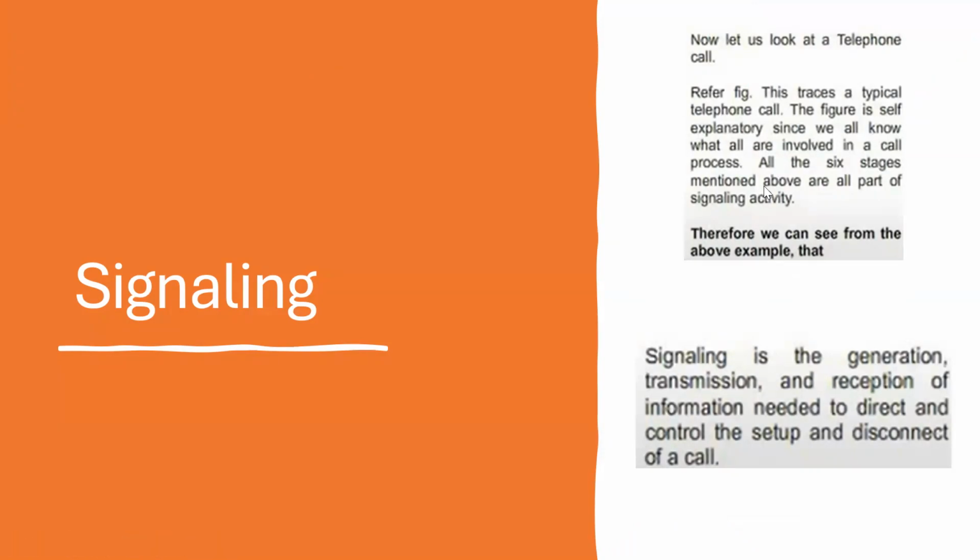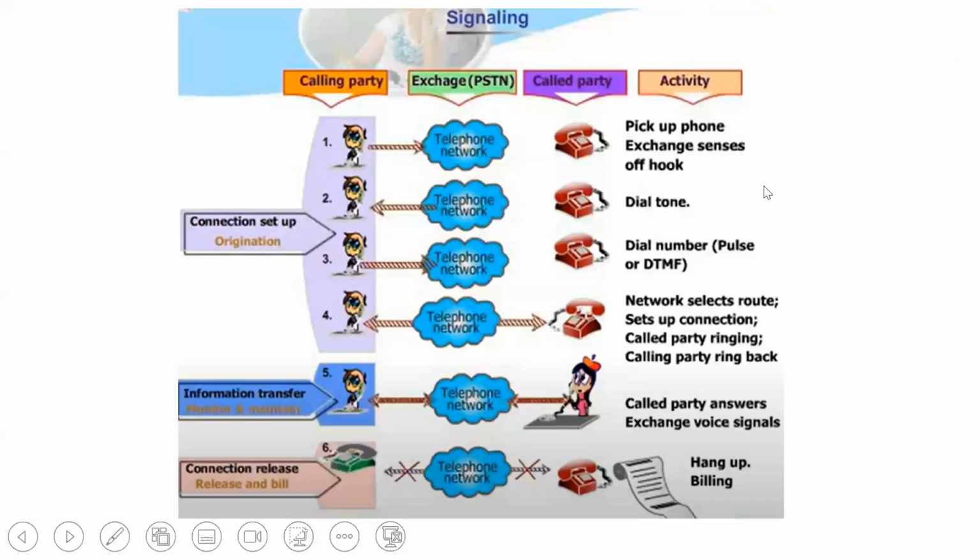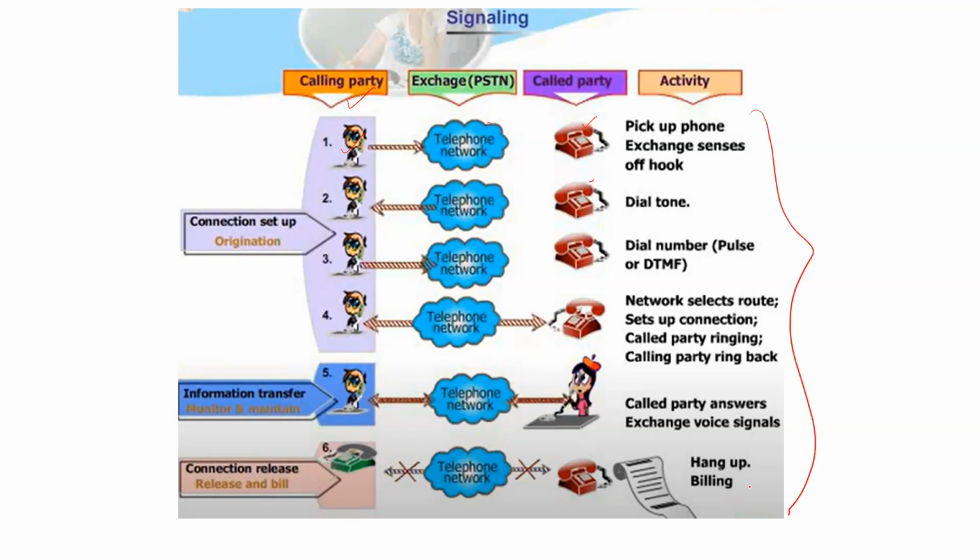So just look at this example. Here, how a telephone call is set up has been illustrated in this figure. There is one calling party. This one is the calling party. This is the exchange, the PSTN, public switched telephone network, the telephone office. And the called party, the subscriber to whom I am calling. The activity is listed here. At first, the connection setup.